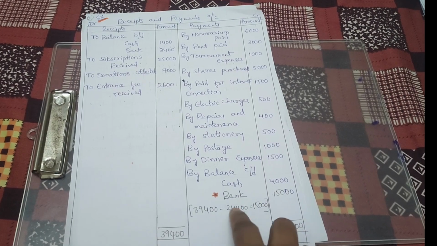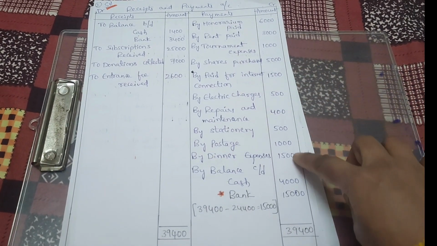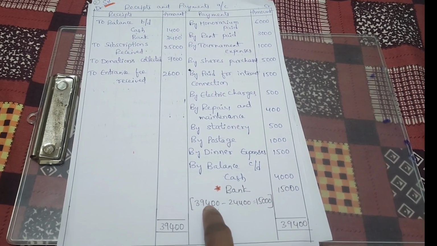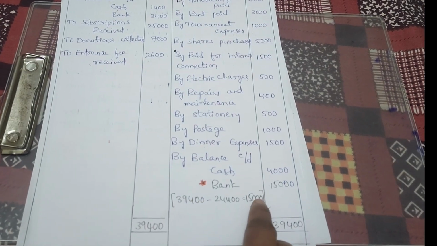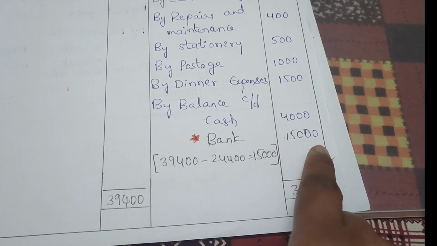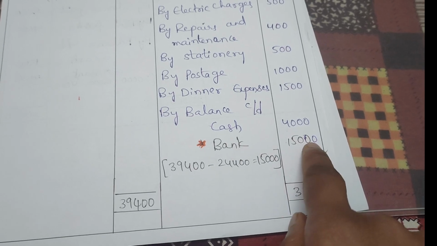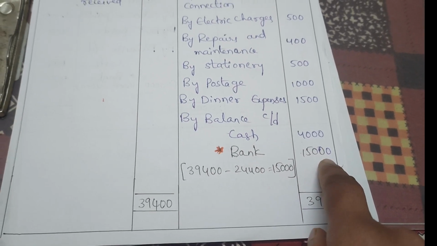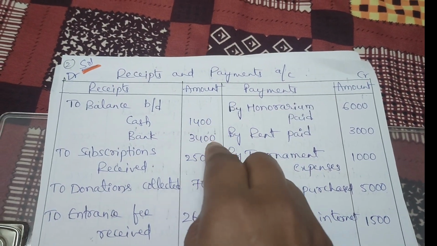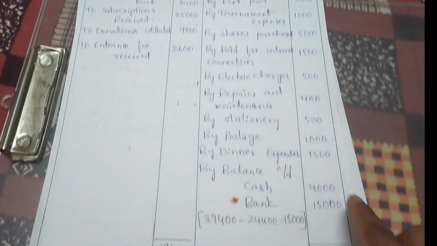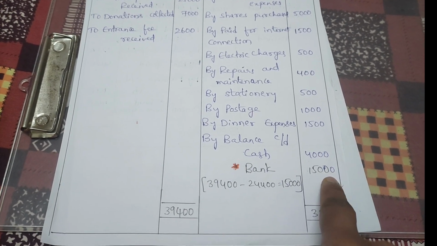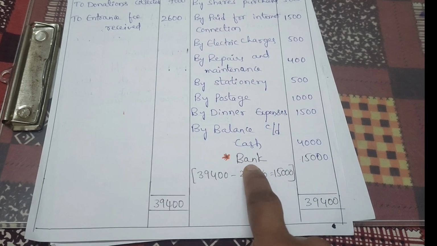What is this 24,400? Total of all these amounts till 4,000. That should be deducted from 39,400. We will get 15,000. So that 15,000 is bank amount. This is the answer for us because this is missing in the question. And how we know that this is missing? Because opening, cash and bank both are given. But closing only cash is given. They gave only cash. So bank is missing. Whatever amount we get here on the credit side, 15,000 rupees is related to bank only.